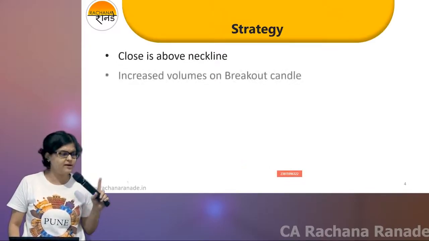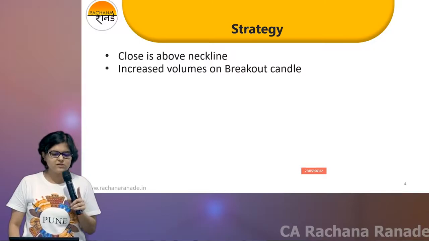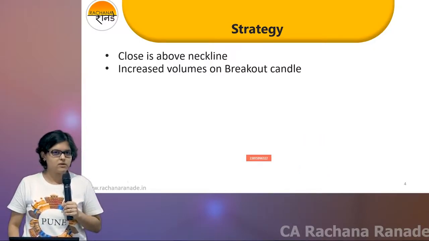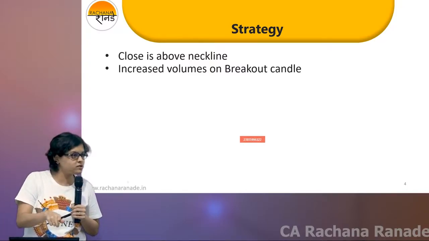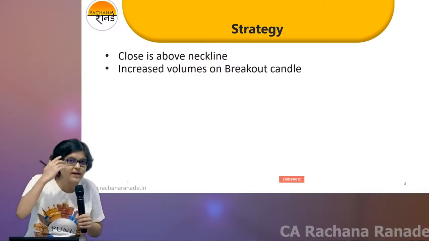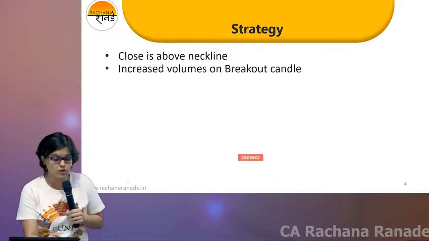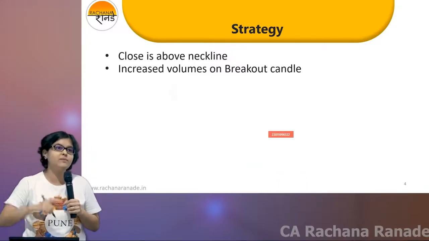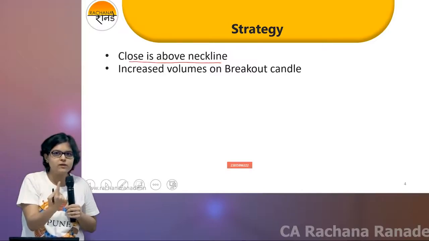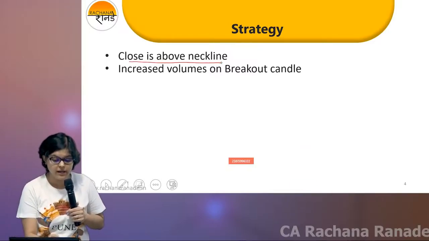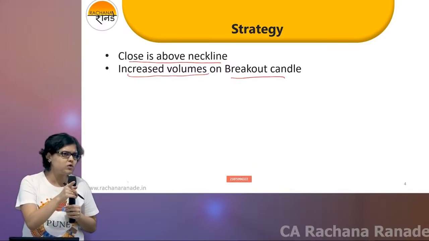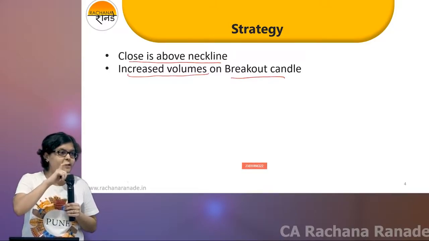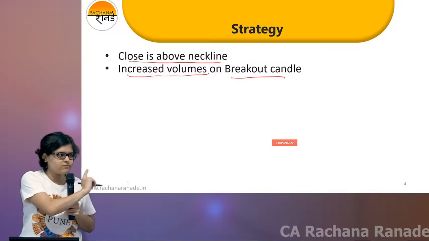We did discuss this. Close is above the neckline. First understand this, and if you want to write down, I'll tell you afterwards. First, what has happened? It's a revision of inverted head and shoulders. There was a close above the neckline, meaning there was a breakout. That is the first point. Second, very important: increased volume on the breakout candle. How do you define increased volume on the breakout candle? The volume should be greater than the last 4 or 5.